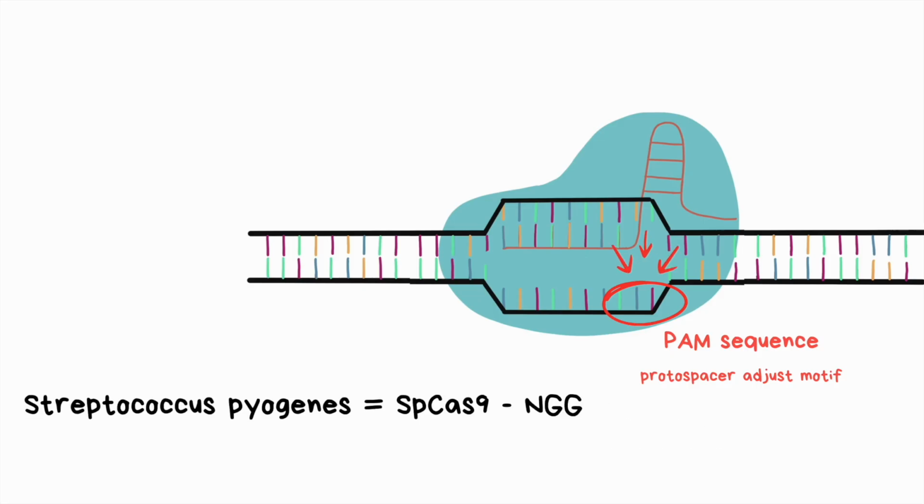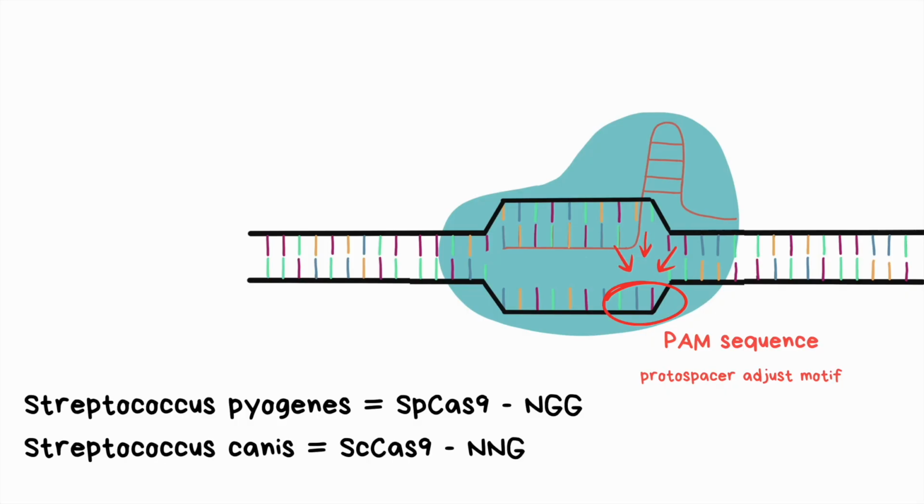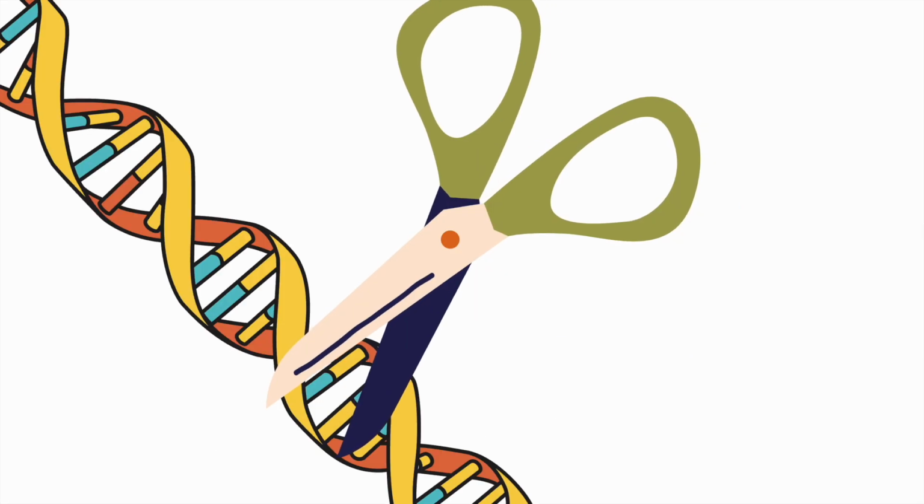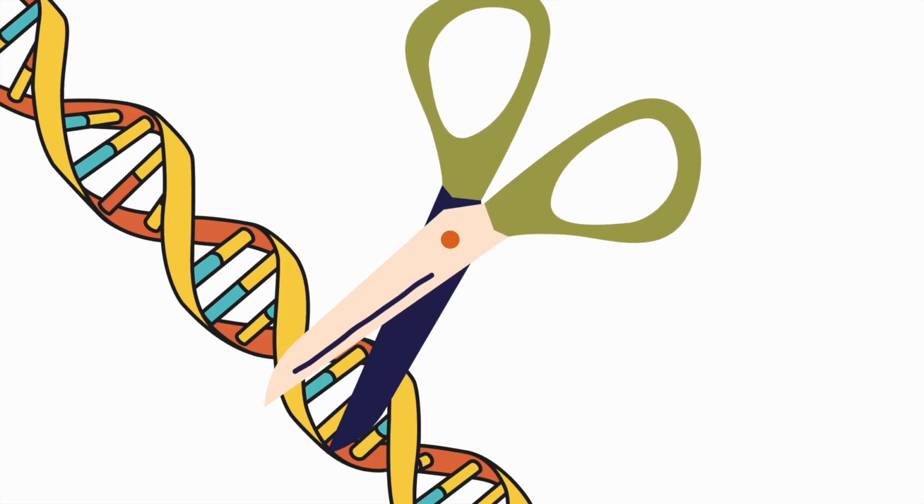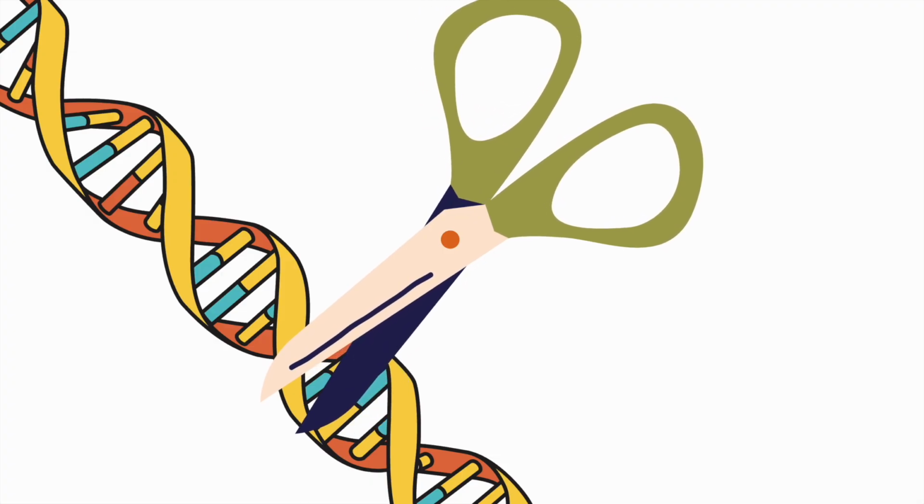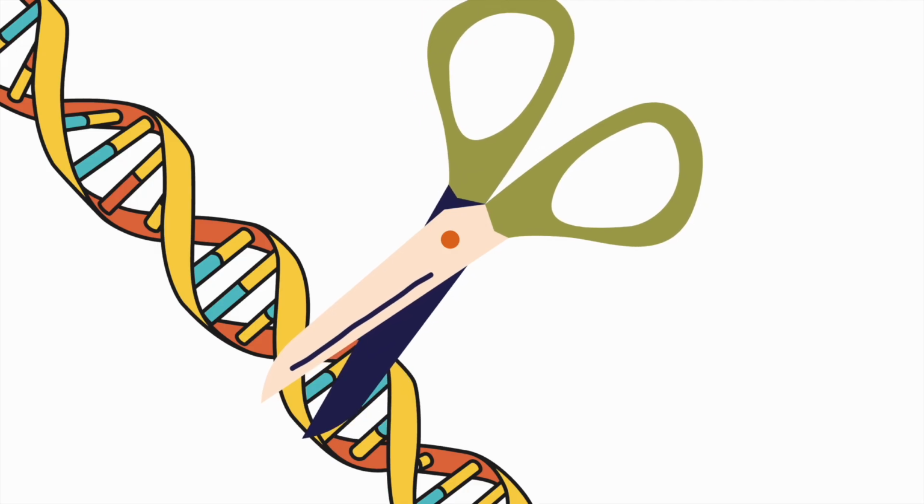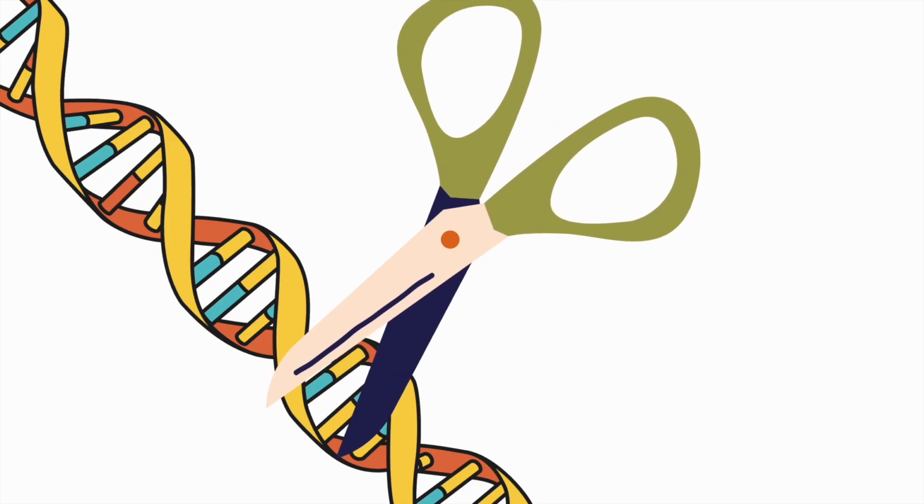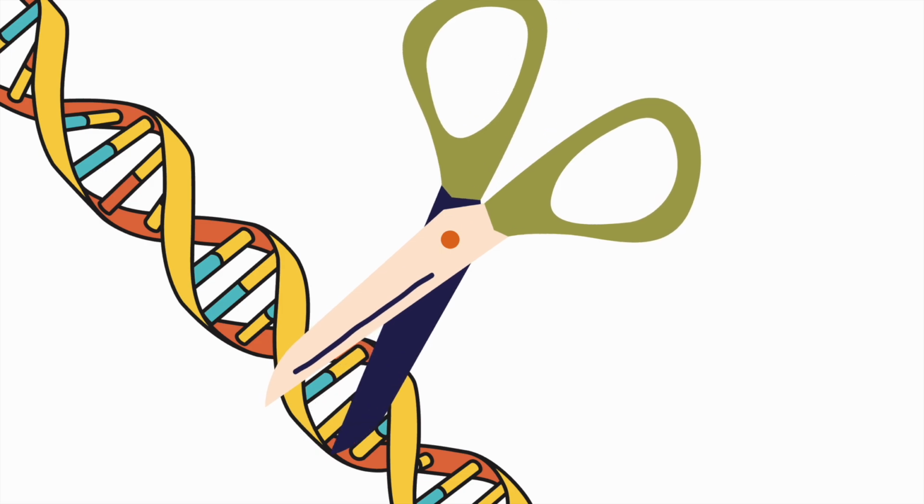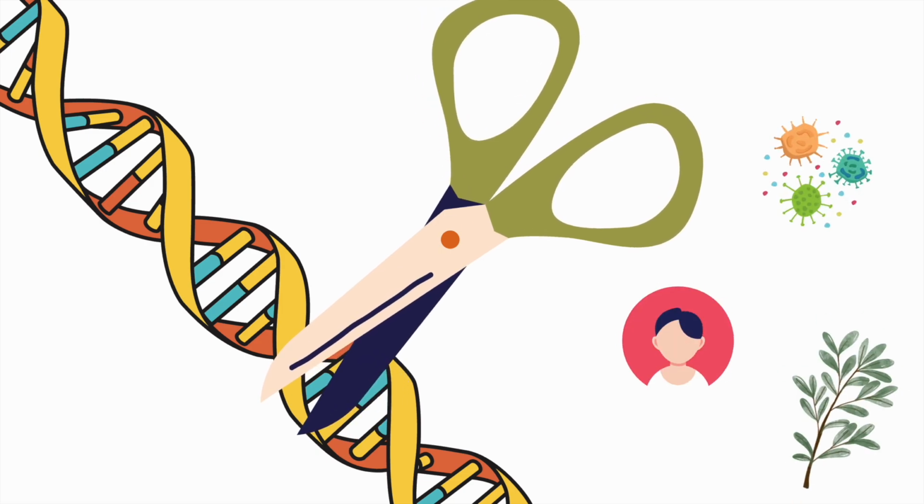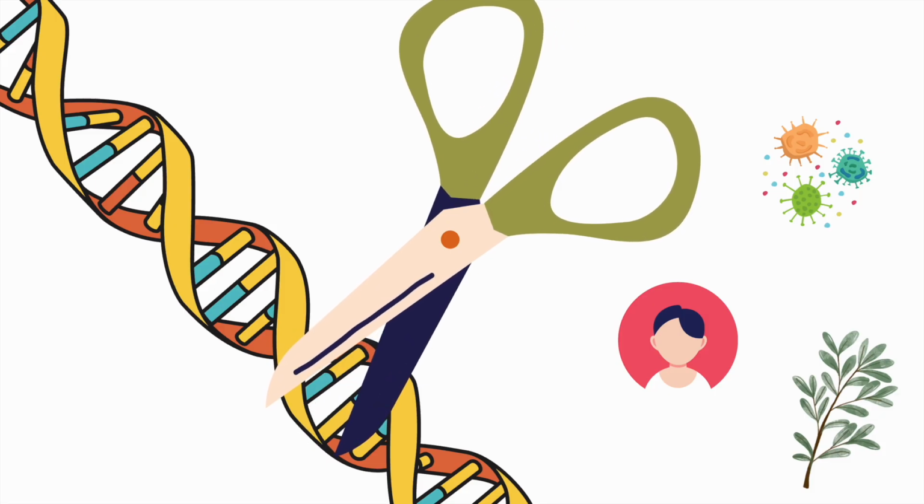For example, in Streptococcus pyogenes, the SP-Cas9 recognizes NGG, N being any base, while in Streptococcus canis, the SC-Cas9 recognizes NNG. CRISPR works like a pair of tiny, programmable scissors, giving researchers precision, speed, and universality. Because every organism, from bacteria to plants to people, carries DNA, CRISPR can be adapted to edit nearly any living thing.